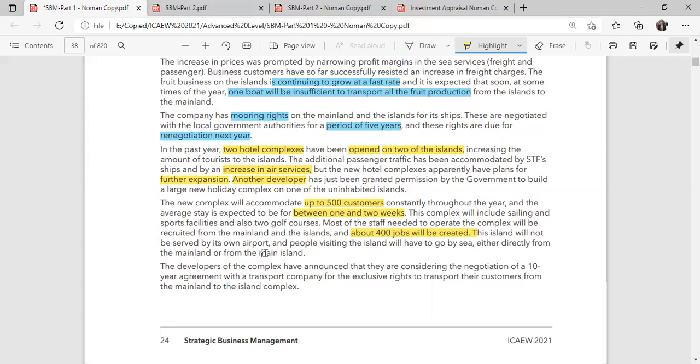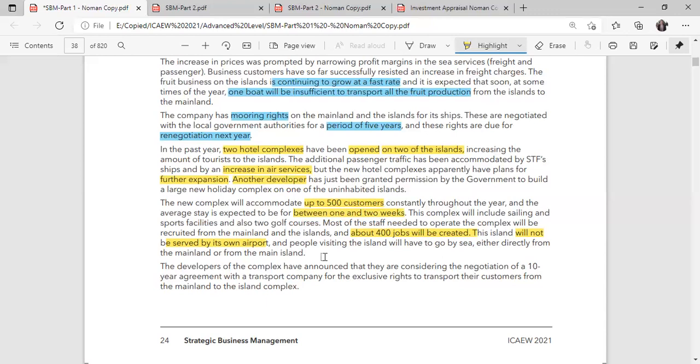The island will not be served by its own airport. Again, a very, very good news for you. Might not be for some of the wealthy people, but good news for you. This will not be served by its own airport. Earlier we talked about two routes, through air and through sea. If an airport is not allowed, then the only way is basically through sea, through ship. And right now, just STF is here. So that's very, very good news for STF.